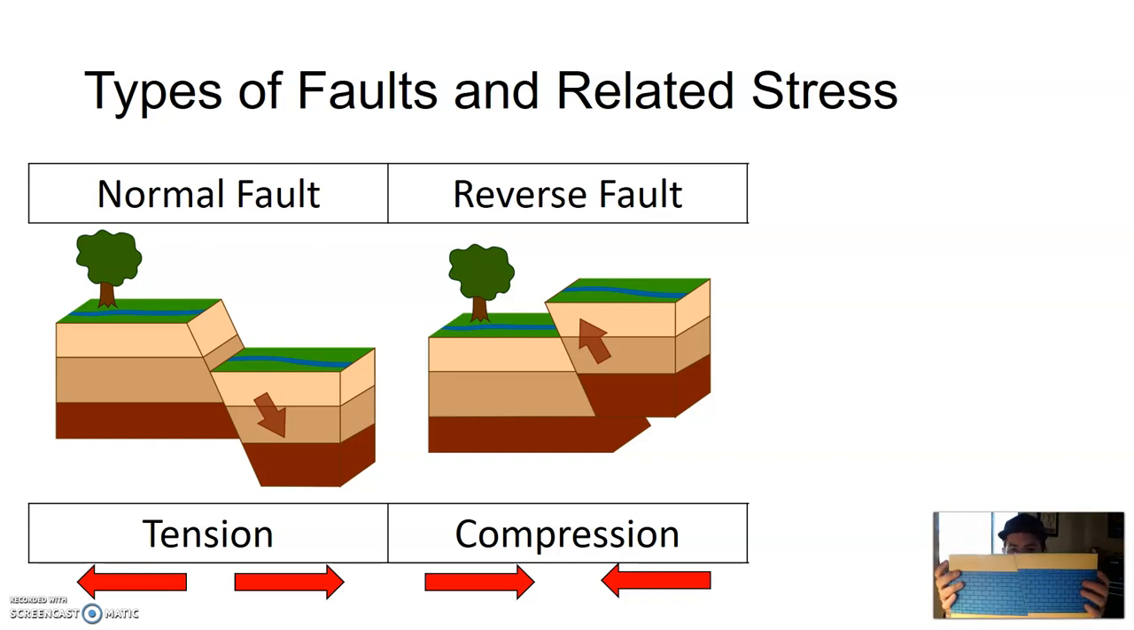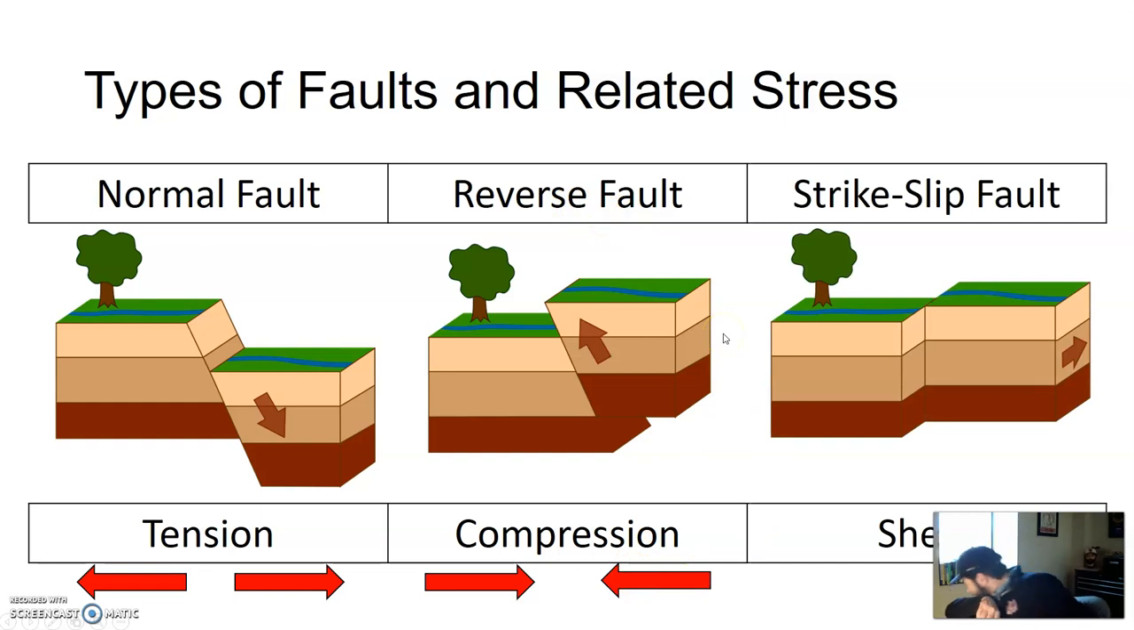So again, with tensional stress, if I pull apart, the hanging wall falls down. The reverse of that: if I'm compressing, pushing together, you see that the hanging wall went up. So I got a reverse fault, and I know it's a compressional stress.